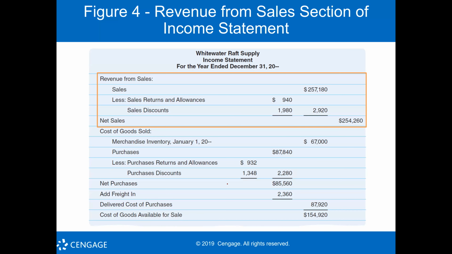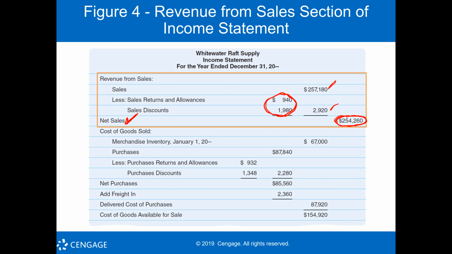Okay, so here's just showing us an example. Again, we've talked about this before. I've written this on the board before. Basically we're going to take our total sales, right? We take our total sales and then we subtract any sales returns or allowances or sales discounts. So we're going to subtract 2,920. So our net sales, 254,260. Net sales, right? That's our net sales.